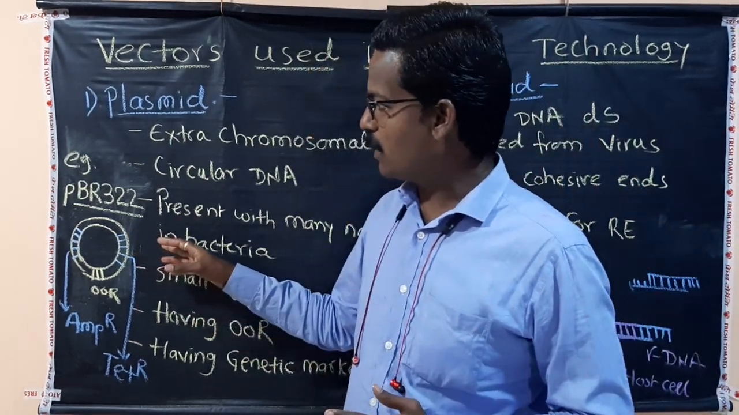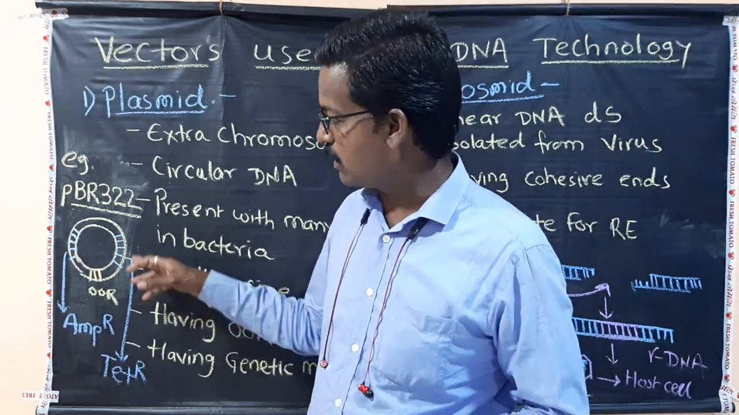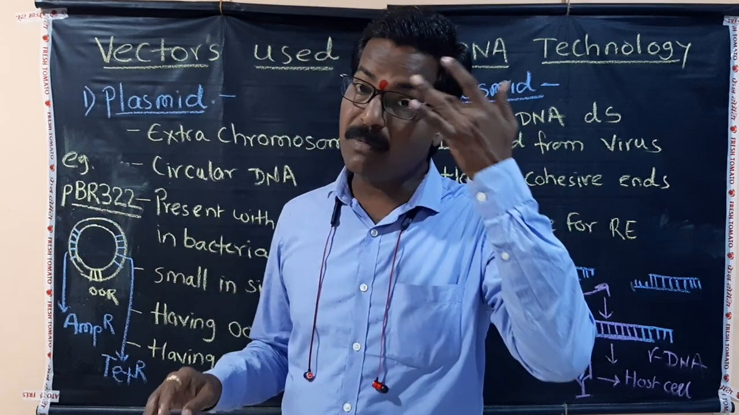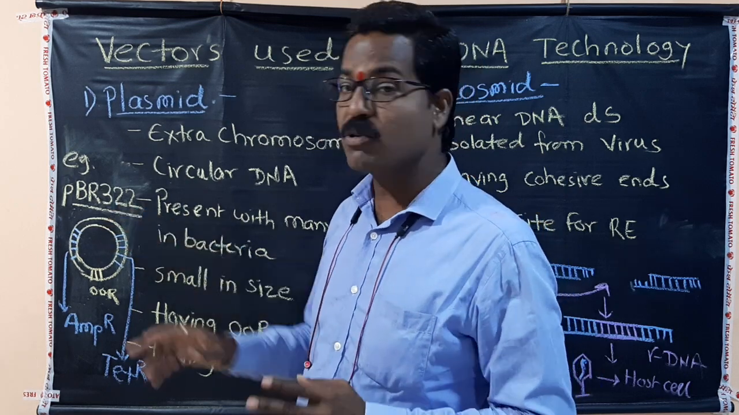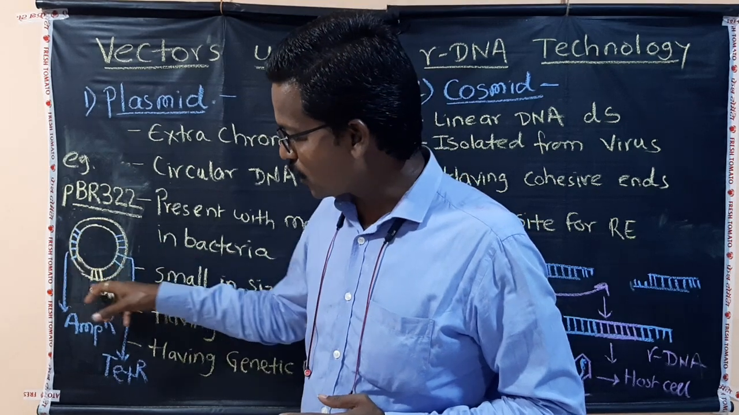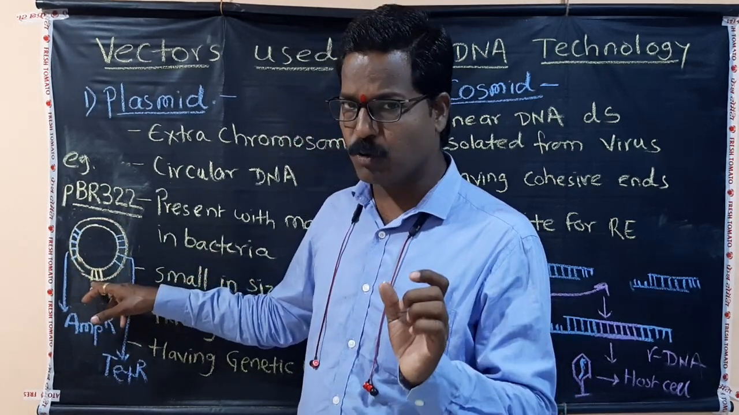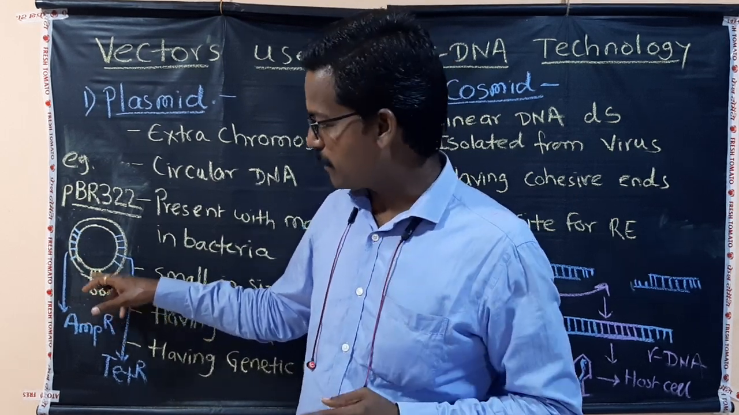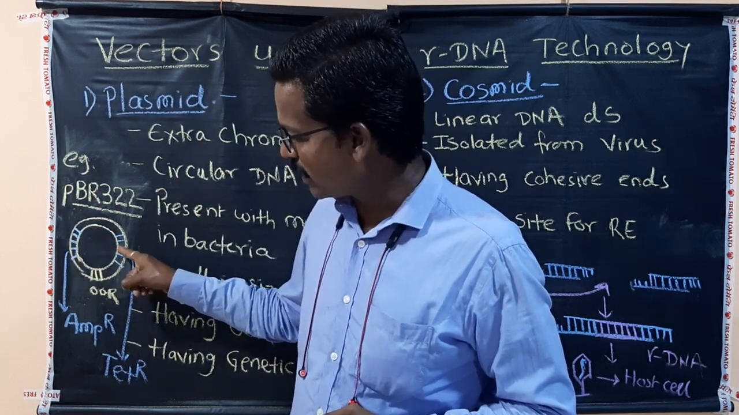An excellent example of a plasmid, which is used in insulin production, is pBR322. P stands for plasmid, BR stands for the names of the scientists who discovered this plasmid, and 322 is a number given to that plasmid. So pBR322 is a circular double-stranded DNA having an origin of replication, a nucleotide sequence from where the replication can start. It also has genetic markers.